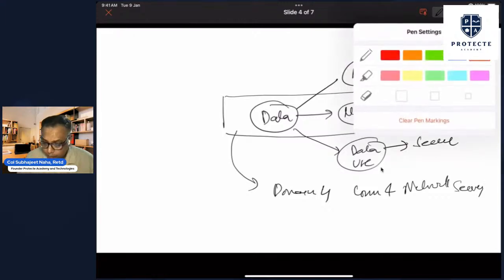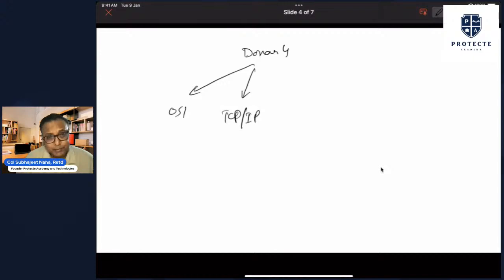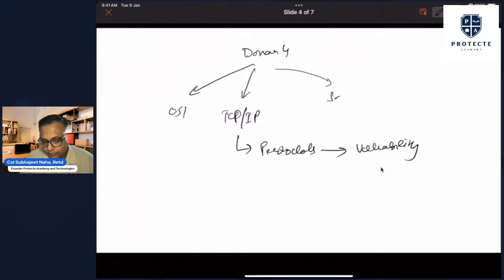Now, in domain 4, what we do is first we understand the basics of OSI. We need to understand TCP/IP. Now, TCP/IP is something that is very fundamental for all security professionals that you have to understand. And from this follow the protocols and how these protocols provide you vulnerability. So you understand that. And then how to secure.